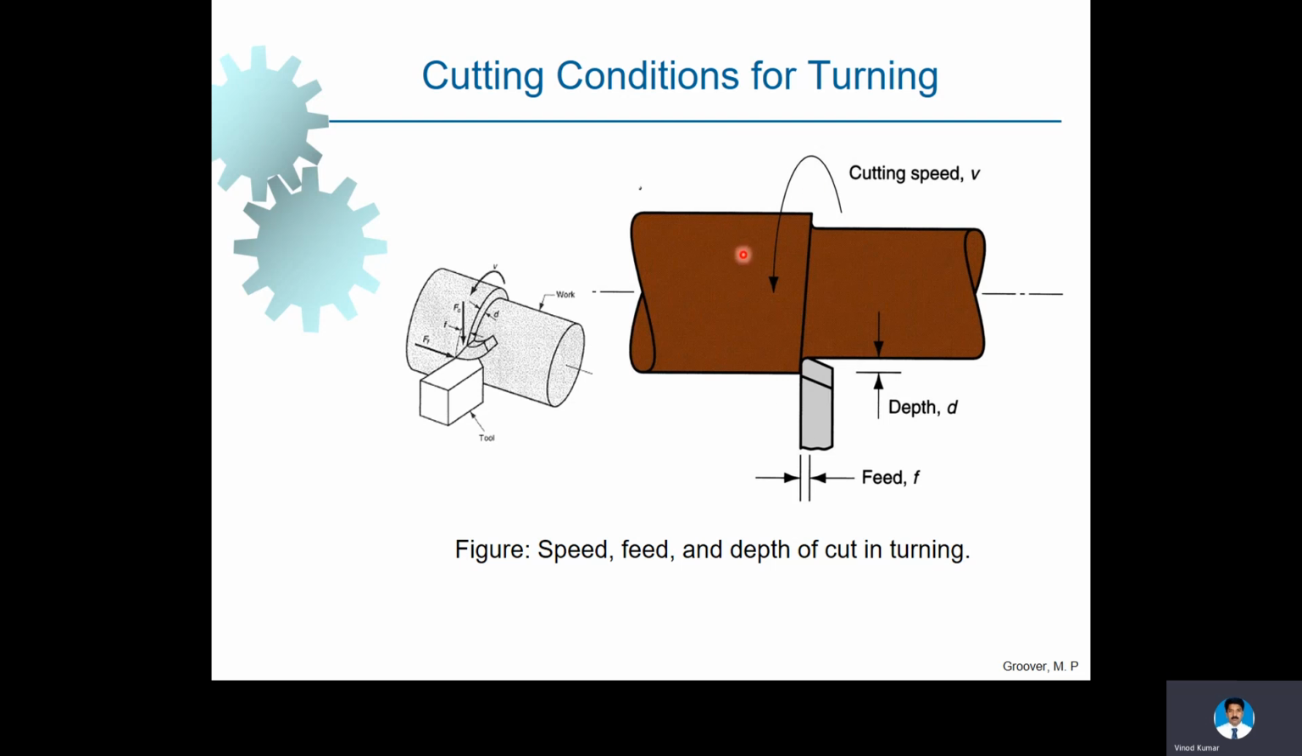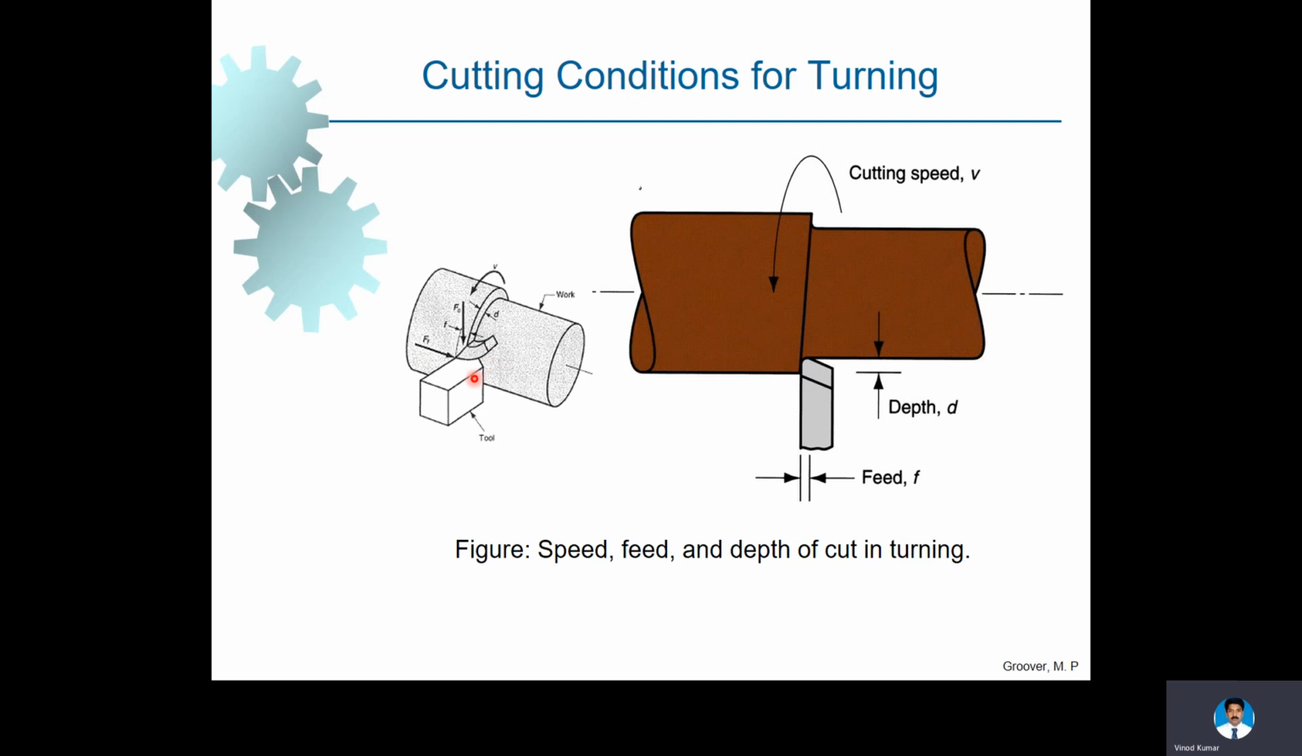For turning operation, the workpiece is fixed in the chuck, and as the workpiece rotates, the tool will be fed from, for example, left to right. This is called feed. The movement of the tool along the length is called feed. At a particular depth, or penetration into the material, that is called depth. Using this we can cut the material. The chips will be produced and we can reduce the diameter. This is the cutting condition.